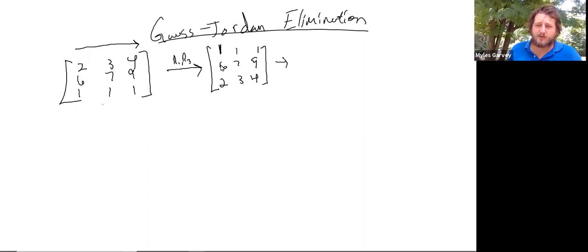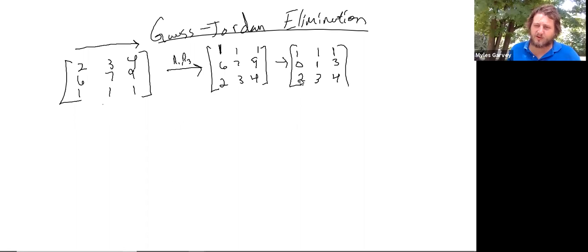So how do I convert the 6 to a 0? Multiply the whole first row here by -6, and then add each one to here. So -6 times 1 is -6, plus 6 is 0. -6 plus 7 is 1. -6 plus 9 is 3. And then we're left with the 2, 3, and 4.